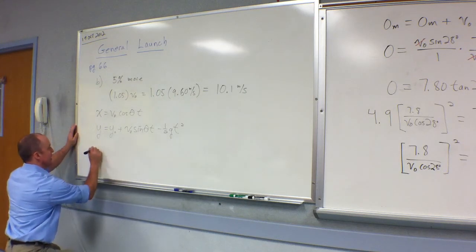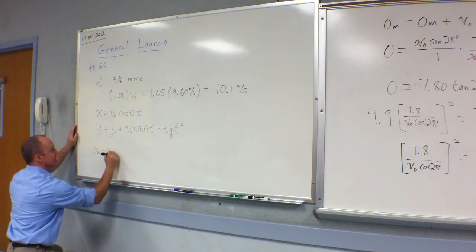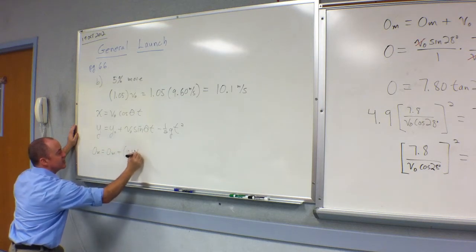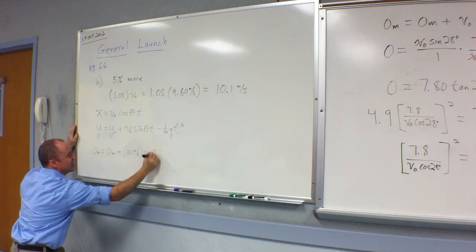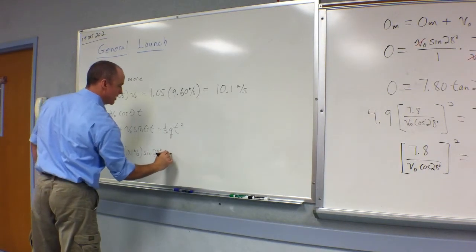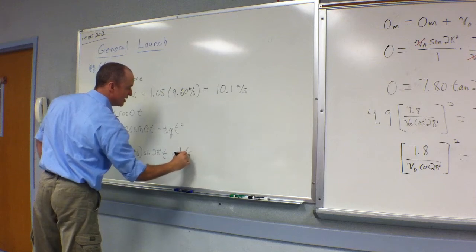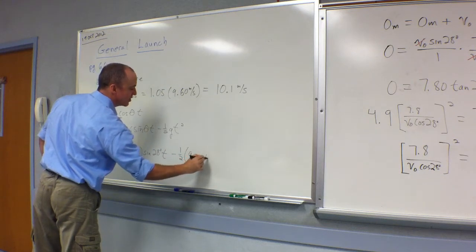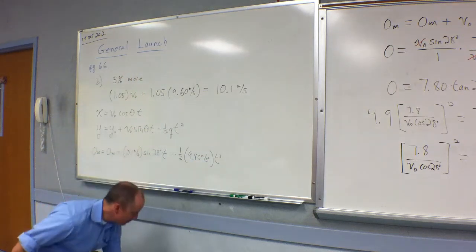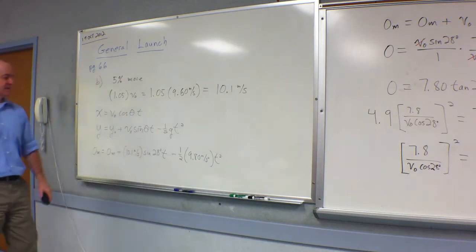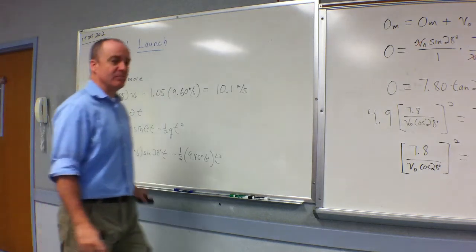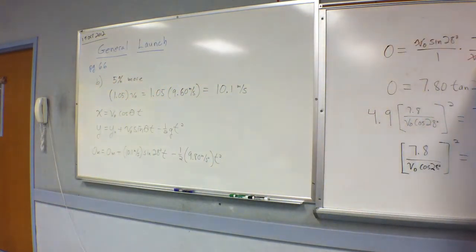I agree, why not? 0 meters equals 0 meters plus 10.1 meters per second sine of 28 degrees times time, we're interested in, minus 1/2 9.80 meters per second squared time squared. Multiplied times time squared. I'll do this algebra a little bit more quickly over here on this board.